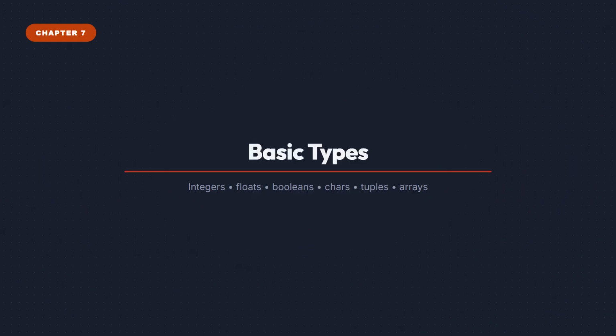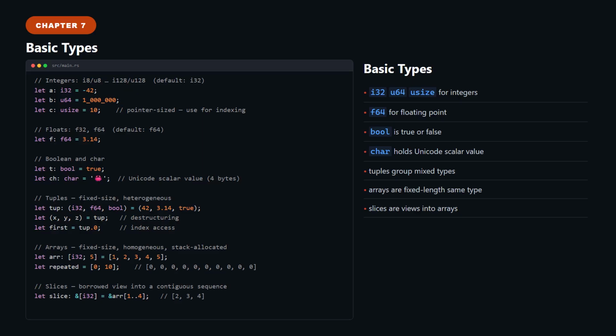Chapter 7. Basic types. Integer types are explicit. Choose the size you need. i32 is the default integer type. usize is the type for array indices and sizes because it matches the platform's pointer size. f64 is the default floating point.